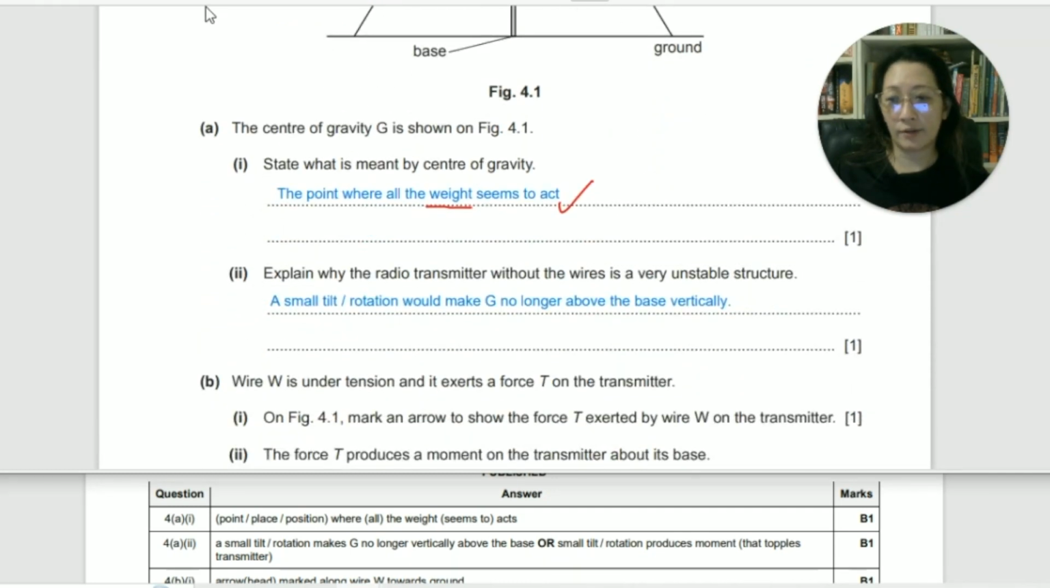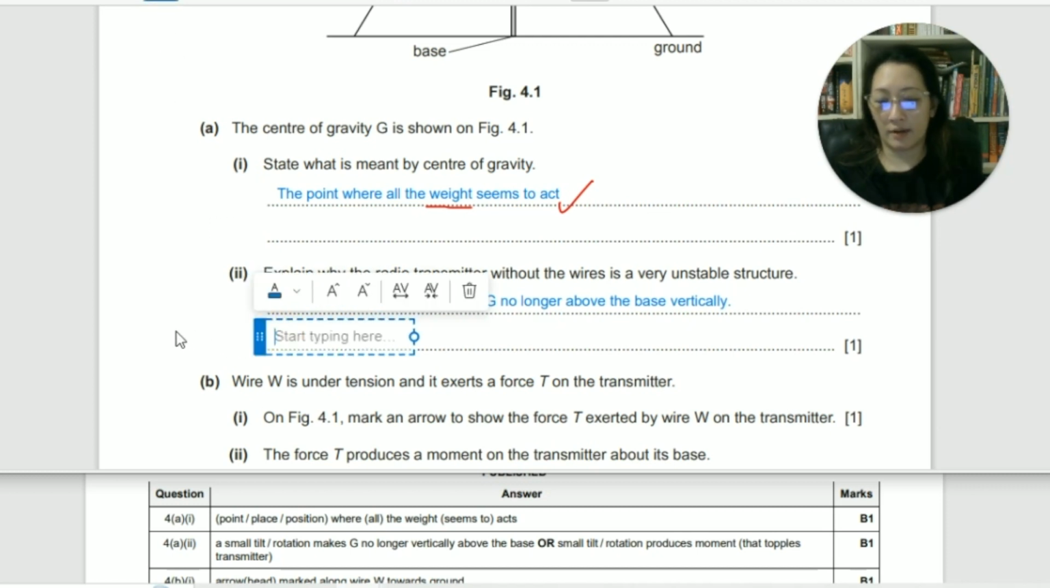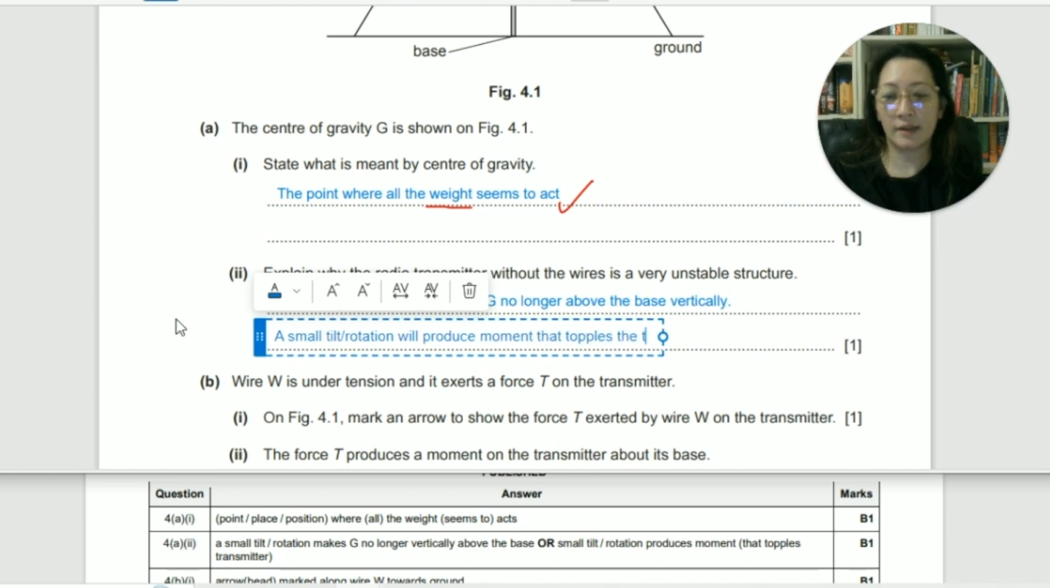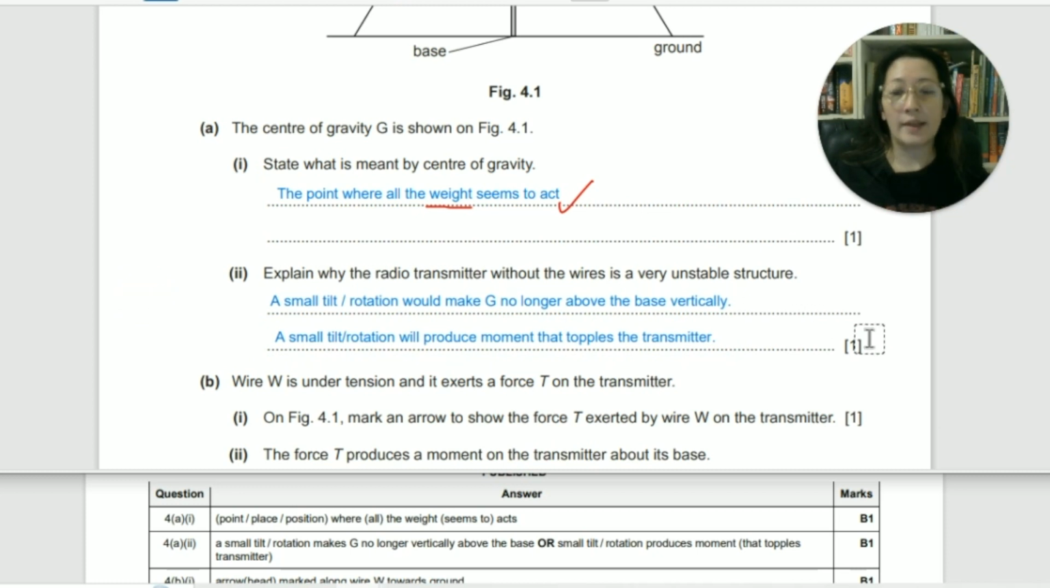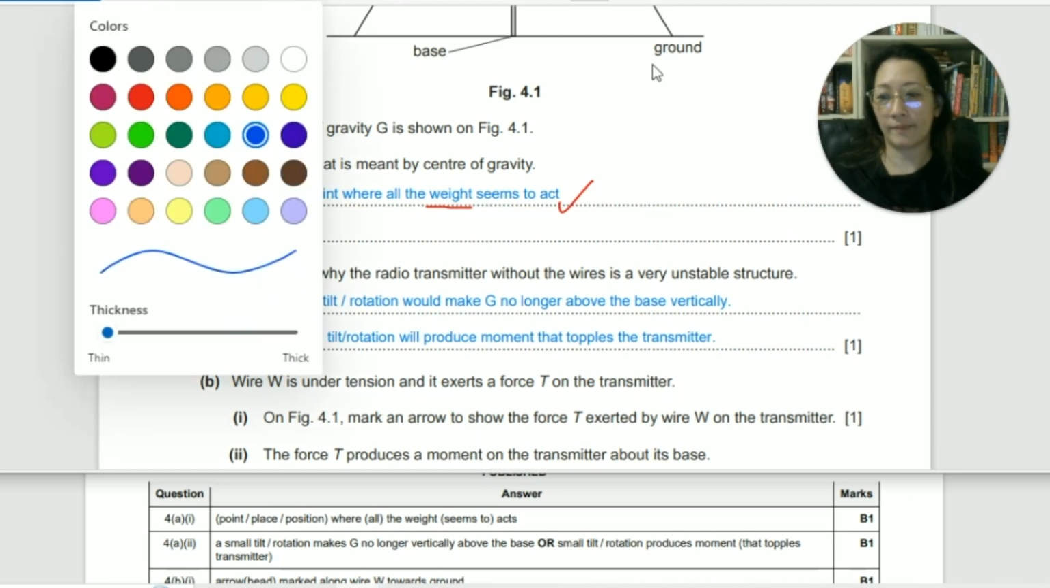Alternatively, you can also write about moment, where a small tilt or rotation will produce moment that topples the transmitter. You don't have to write both. This is a 1-mark question, so you just need to write only one. So you either write the first one or you can write the second one.